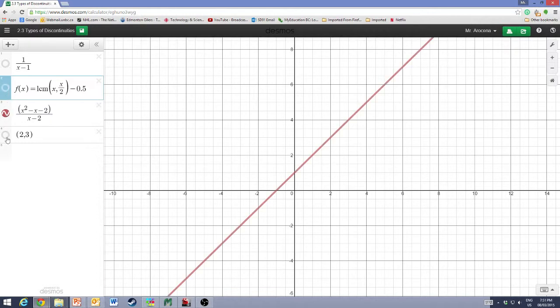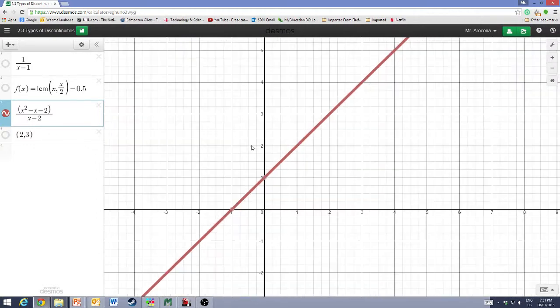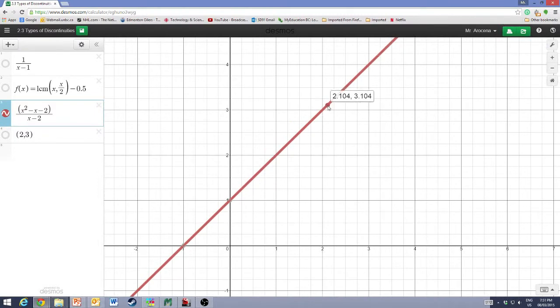Okay. Now, this function is discontinuous at x equals 2. The graphing program doesn't show it very well, so I've shown it here explicitly. But if I don't show it, you kind of have to mouse over it. There we go. X equals 2 is undefined. There it is, undefined.